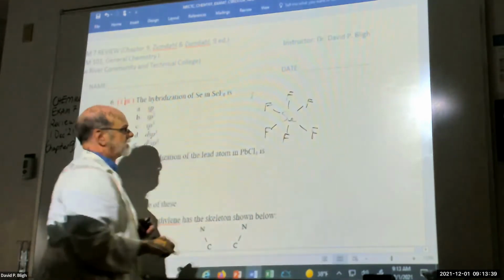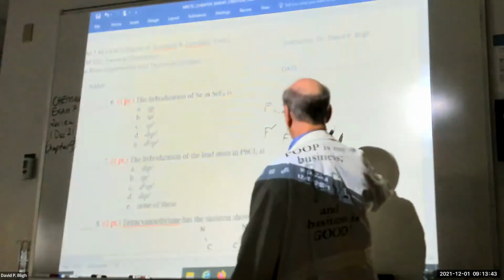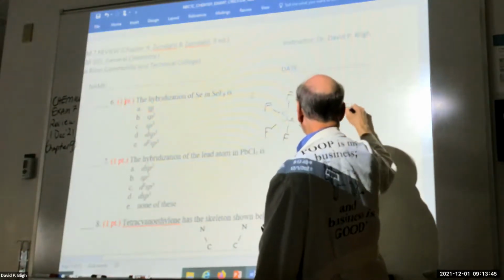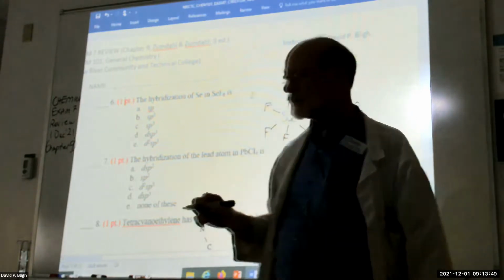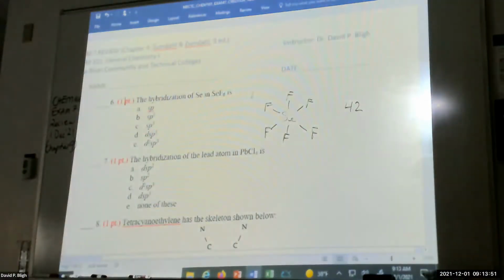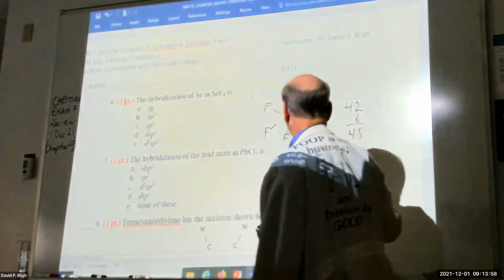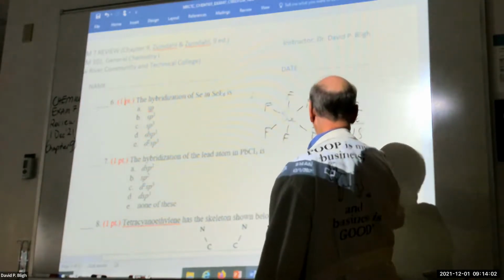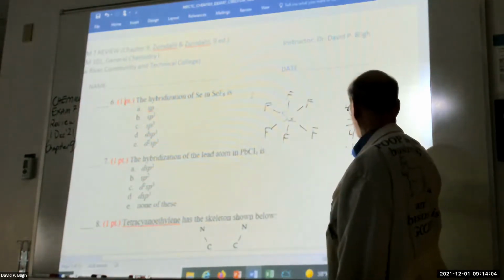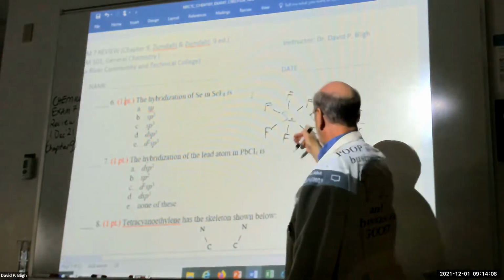Okay. Fluorine has 7 valence electrons, so 6 times 7 is 42. Selenium is in the sulfur group, so it should have what? 6? Well, oxygen actually. Yeah, it should have 6. So we have 48 total. 2, 4, 6, 8, 10, 12. So that's 6, 36. Okay, we've already counted for these.